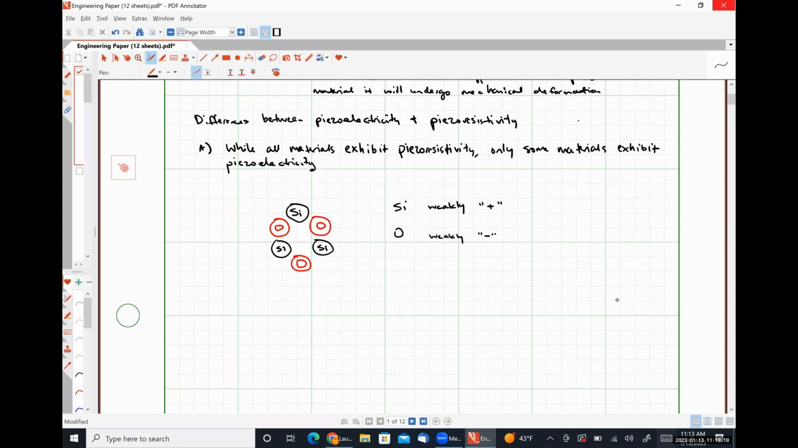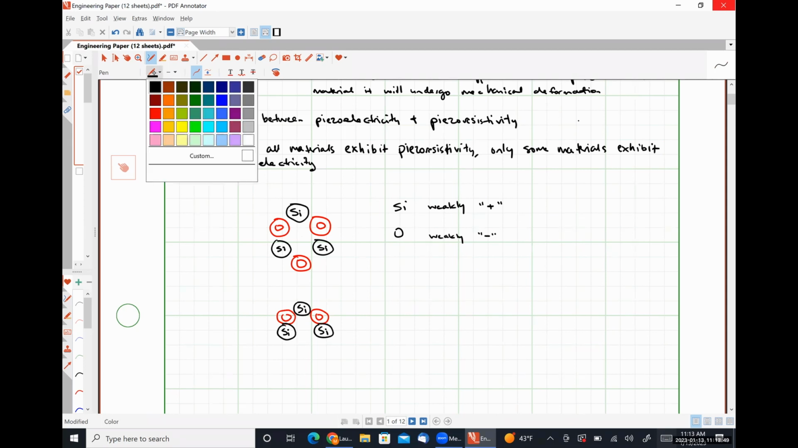So if we squeeze this structure, the topmost silicon atom is going to move down, and the bottom two silicon atoms are going to be pushed left and right. Okay, so we're going to have something like this. So here's silicon. Here's an oxygen. Here's an oxygen. Here's a silicon. Here's a silicon.